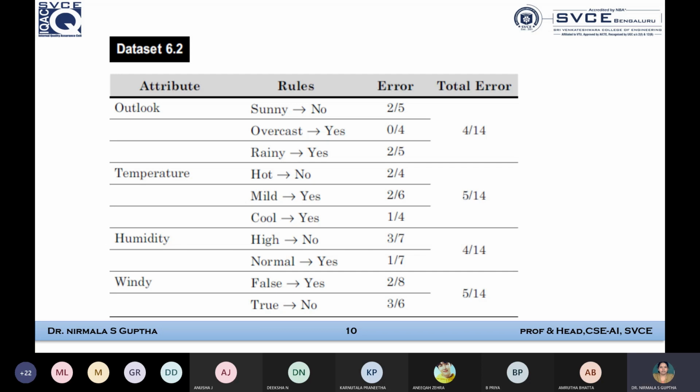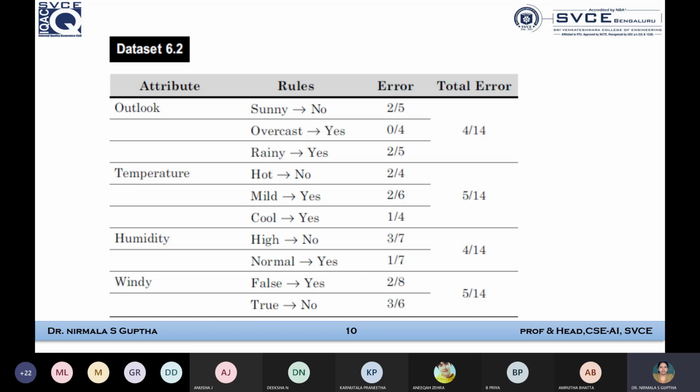The number of errors we got with respect to each instance, derived with the decision rule, is 2 plus 2 plus 1, which is 5. So 5 by 14 is the temperature total error. What do we mean by that? 9 decisions are correct decisions, or 9 decision rules are correct decision rules, and 5 are incorrect ones with respect to the temperature attribute.